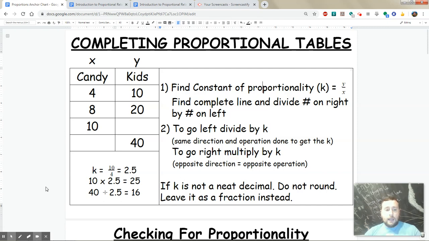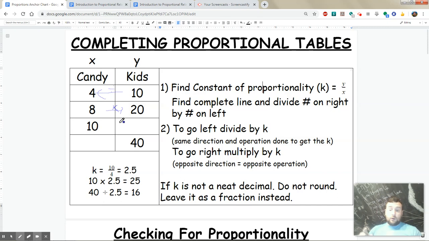For example, I do know that the first line is 10 and 4, so I can use that line, and that's what I'm doing right here, and I get 10 divided by 4 is 2.5. So if you go this way, you divide by that 2.5, and you get 4. If I was trying to go this way, I could multiply 8 times 2.5 and get 20. So that means every time you go left, you divide by that K. Every time you go right, you multiply by that K.